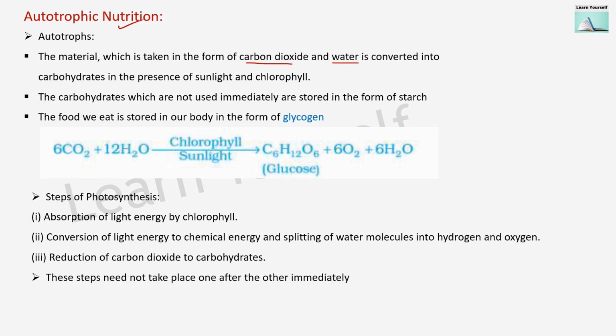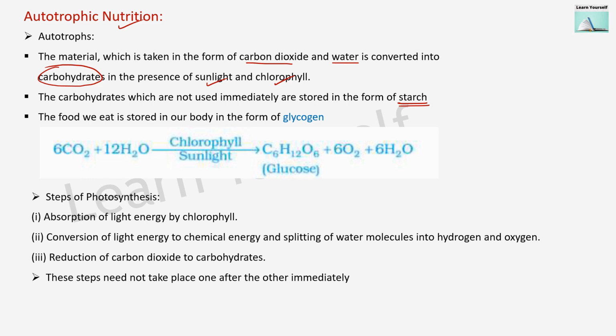So autotrophs are using carbon dioxide and water, and these two things they are converting into carbohydrates, using chlorophyll and sunlight. Now whatever carbohydrates are not used immediately, they get stored in the leaves in the form of starch.